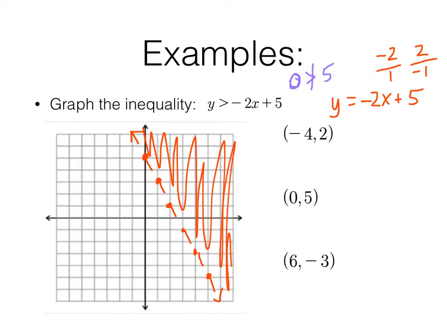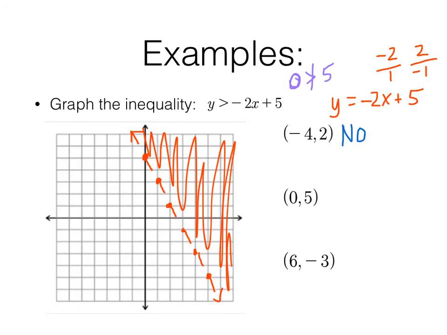Now let's find out if these points are solutions using just the graph. So use just the graph over here. (-4, 2) is not in the shaded region. Therefore, no, this is not a solution to this particular inequality.